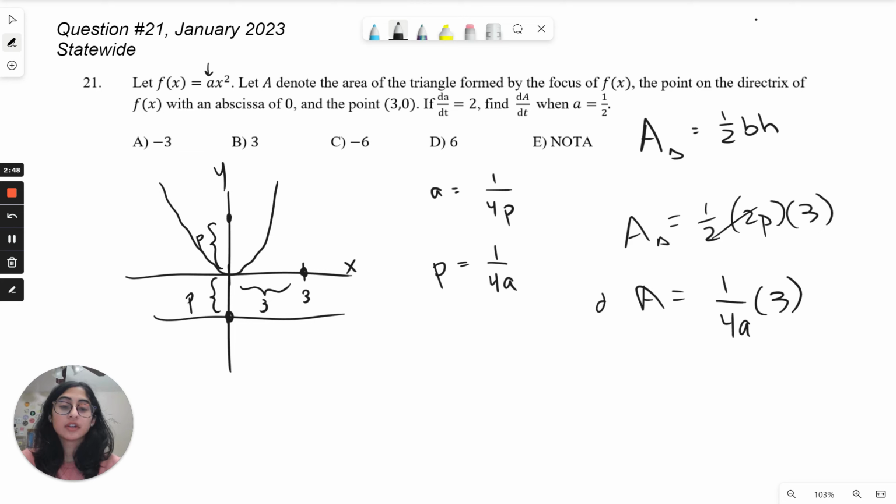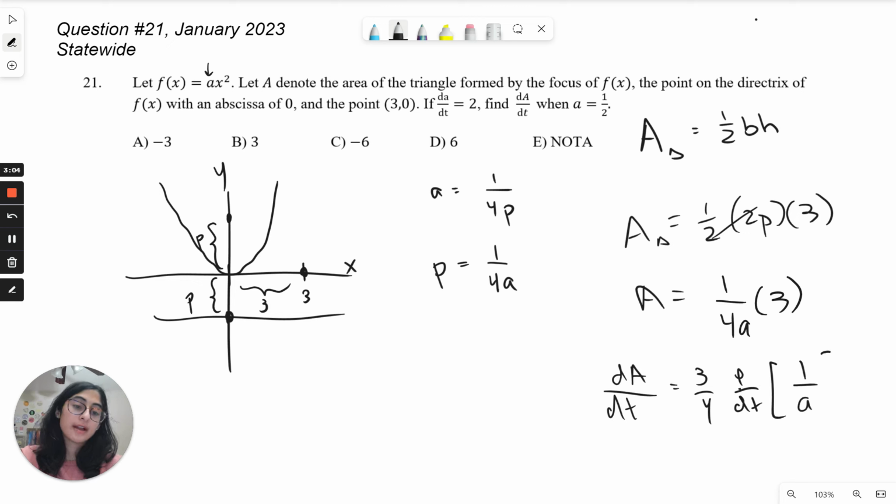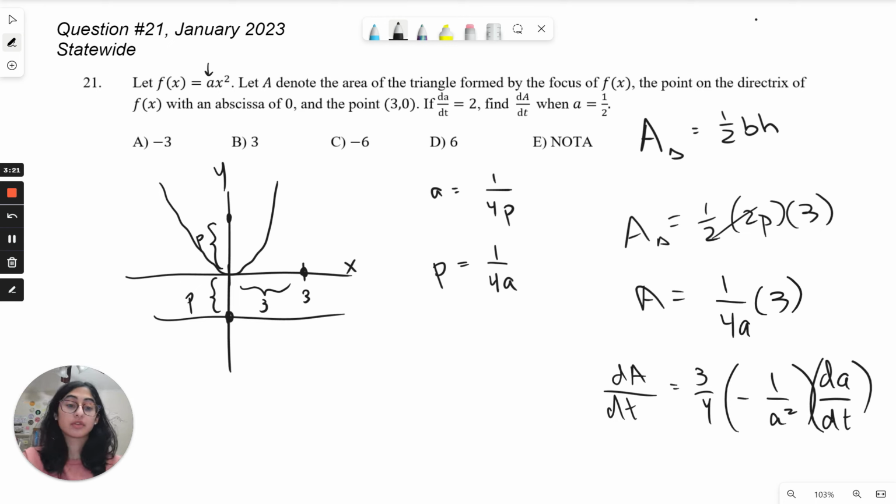And so we're going to take the derivative of this, which will give us dA over dt. Let's factor out the 3/4. And then we're just left with the derivative of 1 over a, which is negative 1 over a squared by the power rule. And then we can't forget to multiply it by the derivative of a with respect to t by chain rule.